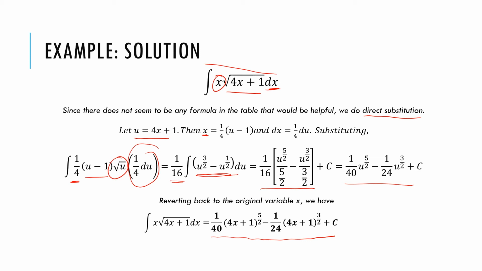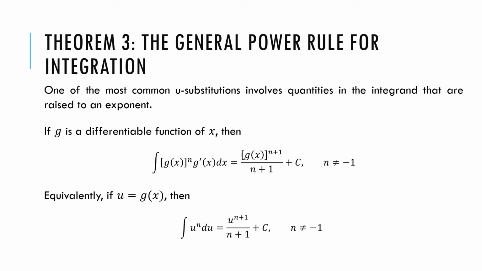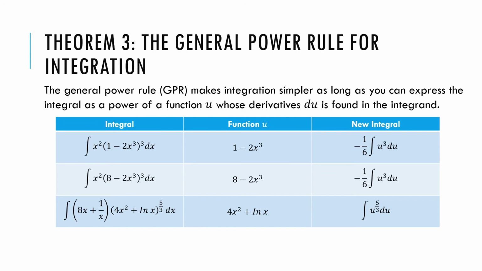Next is, let's head on with theorem 3. Kaya napansin sa aming general power rule for integration, yun yung application ng chain rule dito. So, one of the most common uses of substitution involves quantities in the integral that are raised to an exponent. So, minsan pag n exponent na sa chain rule, diba? Pag sobrang laki ng exponent, sobrang haba na. So, gagamitin yung power rule ganyan. But, pag naging u na rin yung g of x natin, mas mapapaikli. Mas hindi siya heavy tingnan. Kasi ang goal lang naman ng GPR ay yung integration is mas simple tingnan. And mas ma-express mo siya yung integral as a power of function too, whose derivative du is found in the integral. So, as you can see, on this example, sobrang haba niya tingnan.